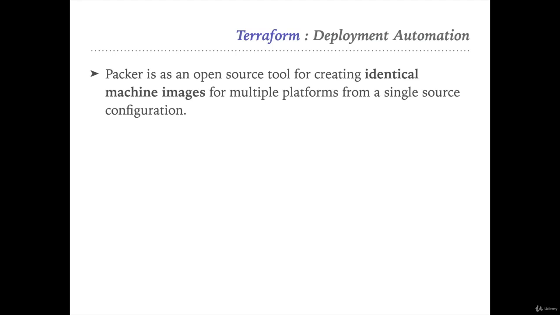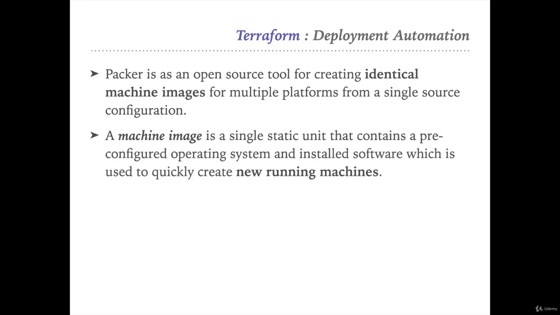It means the AMI in terms of AWS and the Google Cloud images in terms of Google Cloud. These images will be identical and will consume a single source of configuration. So with a single source of configuration, we can create multiple images with Packer. And Packer will create images which will be executable on on-premise or cloud machines.